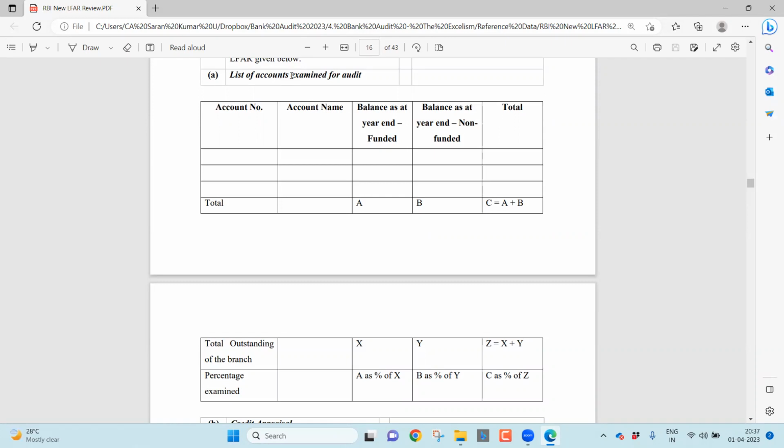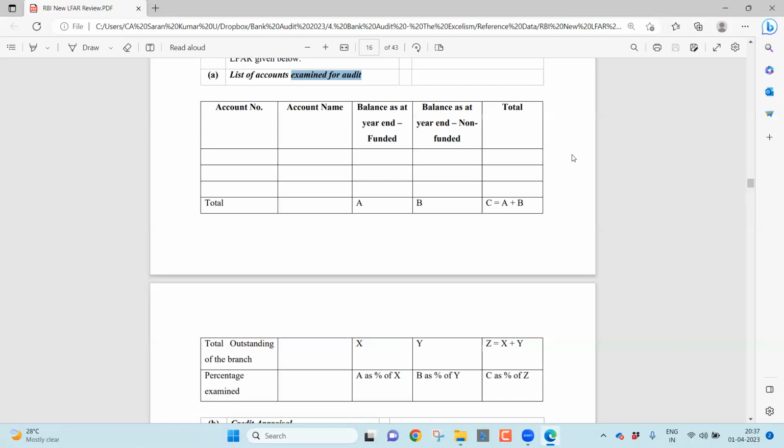List of accounts examined for the audit. In one of the videos of this series, I explained about the transaction audit. As you all know, we have to do the transaction audit for all the accounts which are above the threshold. The meaning of transaction audit is that we need to know the transaction end to end, from its birth till 31st March 2023.